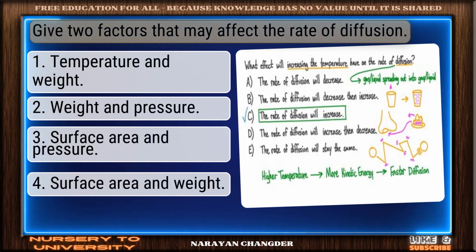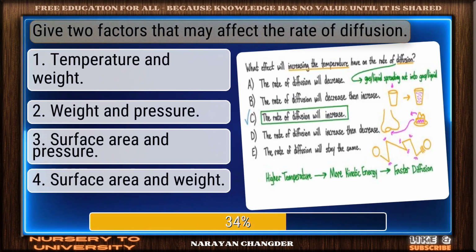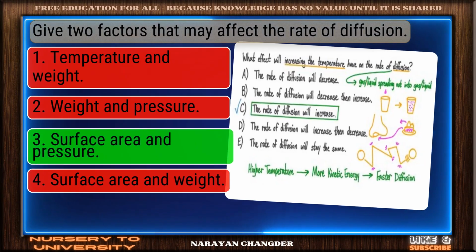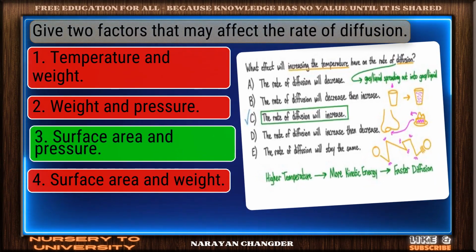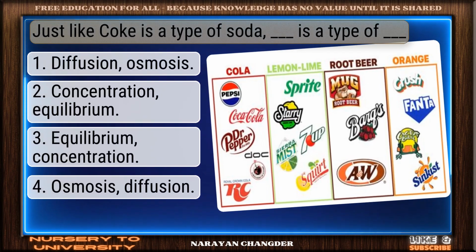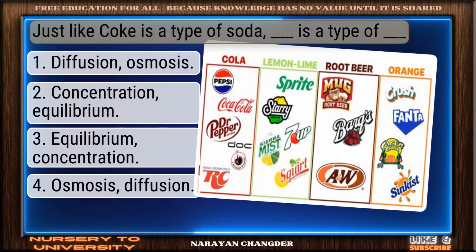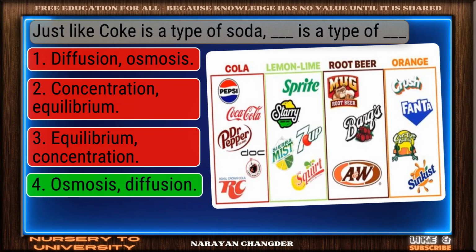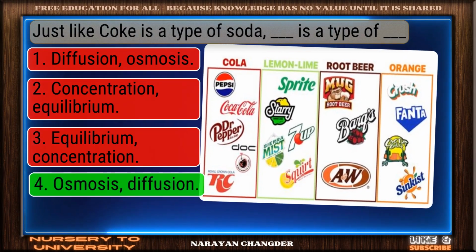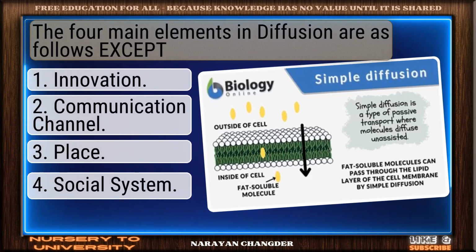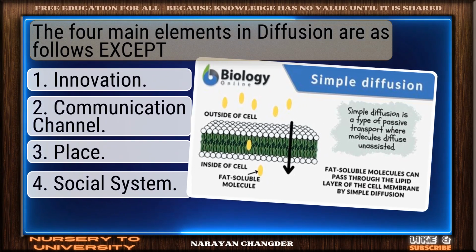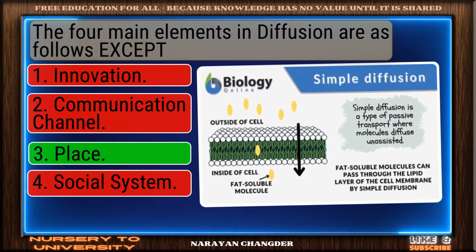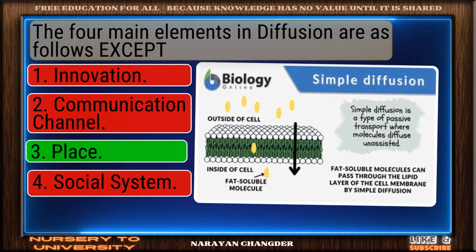Give 2 factors that may affect the rate of diffusion. Clear logic. Your choice surface area and pressure is sound and 100% true. Just like Coke is a type of soda, dash is a type of dash. Right choice. Osmosis, diffusion is the best answer. The 4 main elements in diffusion are as follows except. Exactly. Place makes sense, and it is right choice.